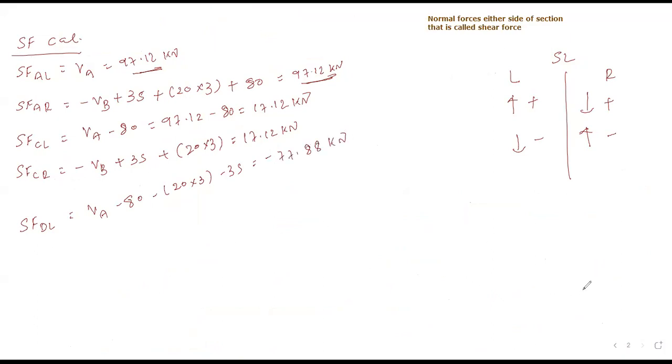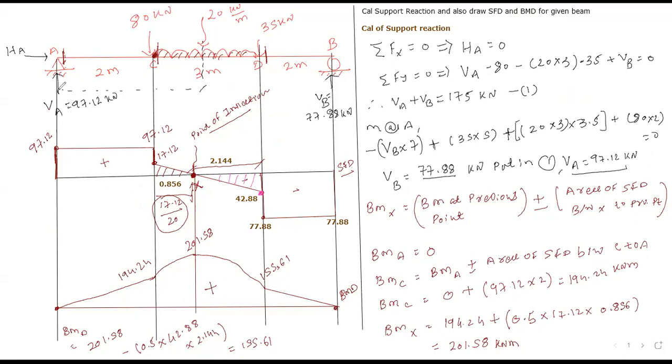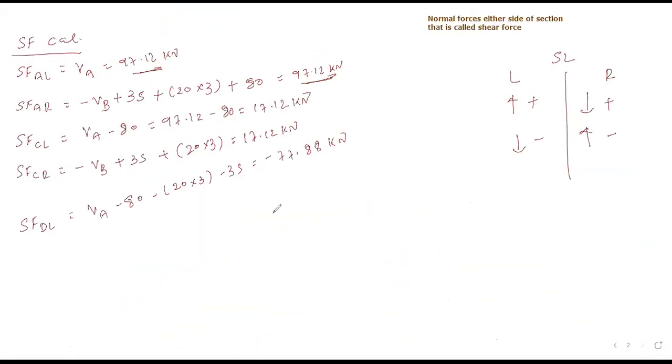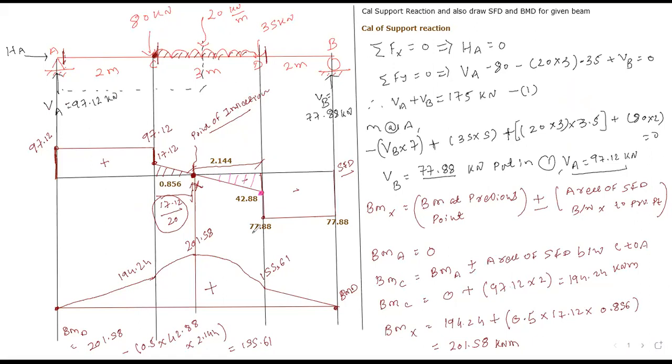Yes or no? Now the calculation we had done was correct. I had written 35 instead of 80 first, but if you look at the left side, it is VA minus 80 minus 20 into 3 minus 35. Okay, there is no mistake. I only wrote the 35 load in place of 80, no other change. Check it. In your diagram also 77.88 value at point D. We need to consider the latest one. Yes or no? Clear?